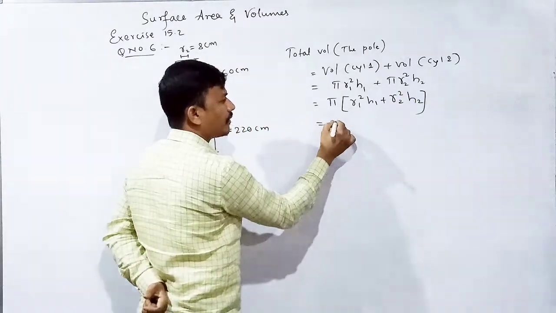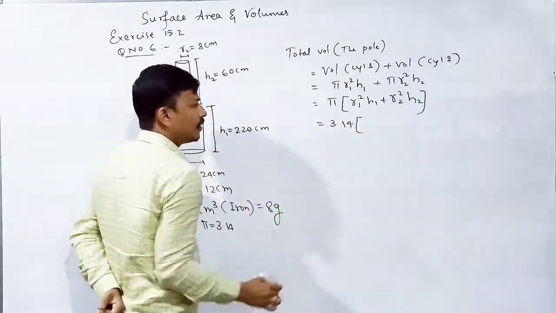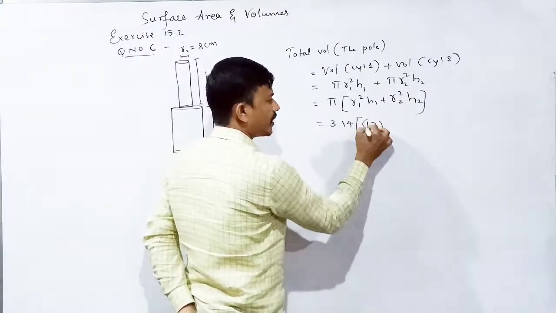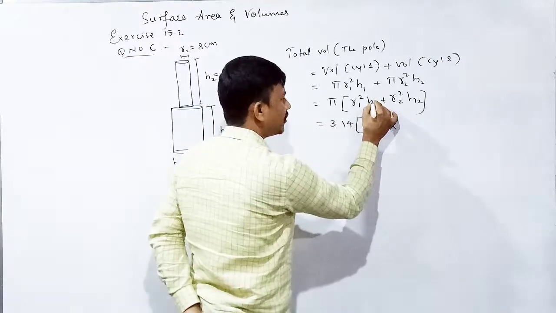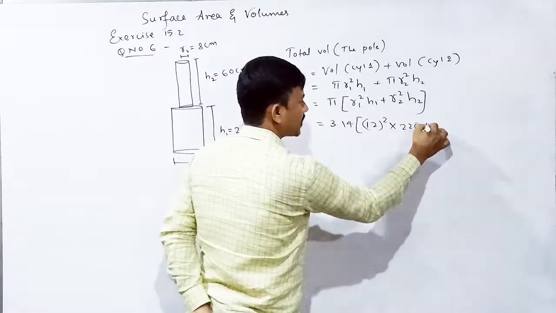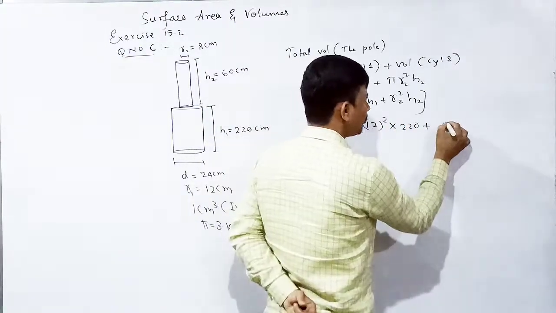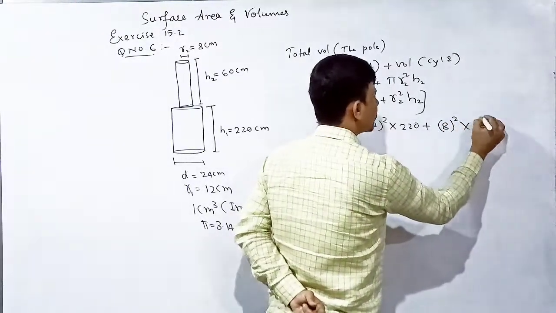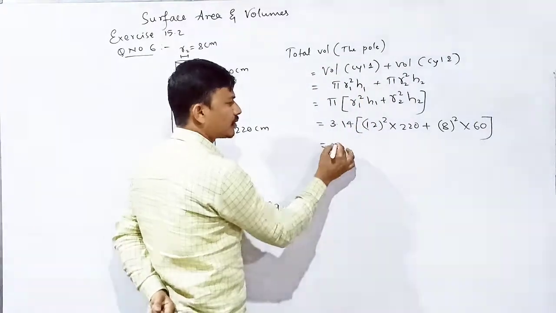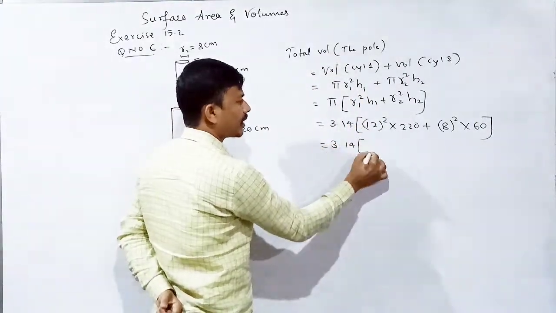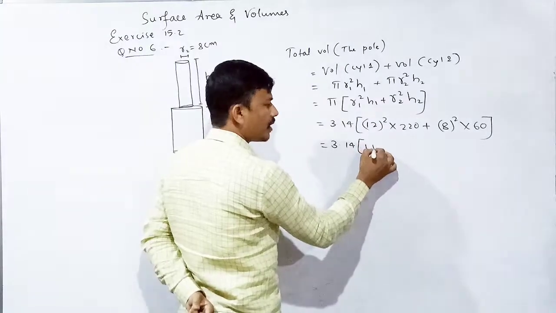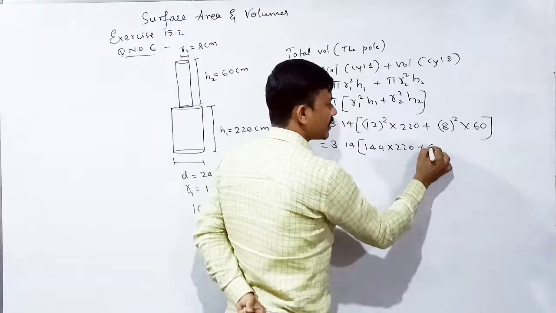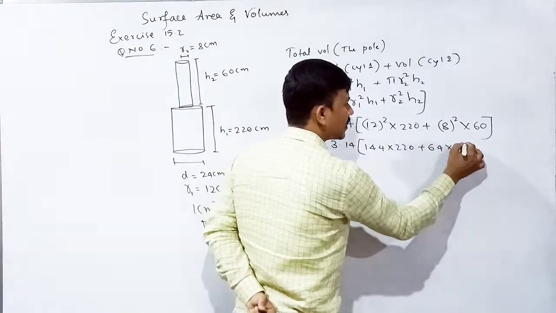This is equal to, what is pi value? 3.14. What is the radius here? R1 12 centimeter. Correct? 12 square into, what is the h1 value? 220 plus r2 8 centimeter, that is 8 square into h2 60. This is equal to 3.14 in bracket 12 12s are 144 into 220 plus 8 8s are 64 into 60.